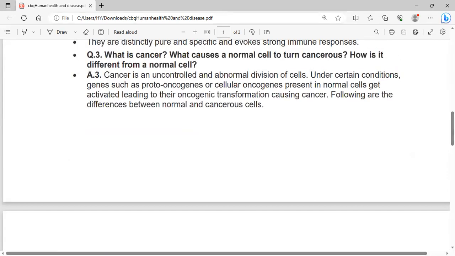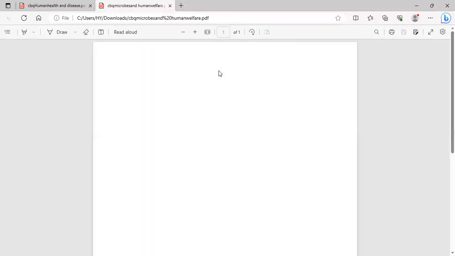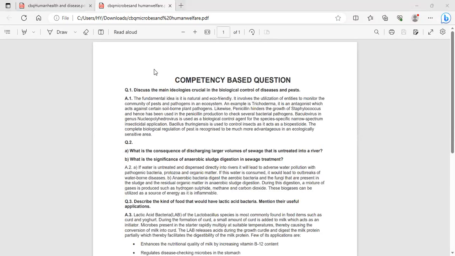Now let us understand the competency-based question of the chapter microbes in human welfare. I have shared the screen.